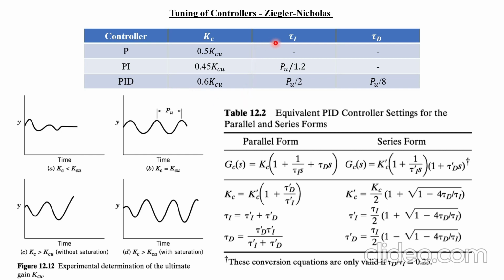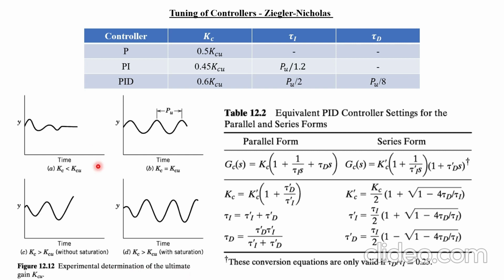For tau I, we only have it for controllers PI and also PID. For tau D, we only have it for controller PID. This table shows how to calculate Kc, tau I and also tau D for parallel form and also series form. This is the result for determination of the ultimate gain Kcu.